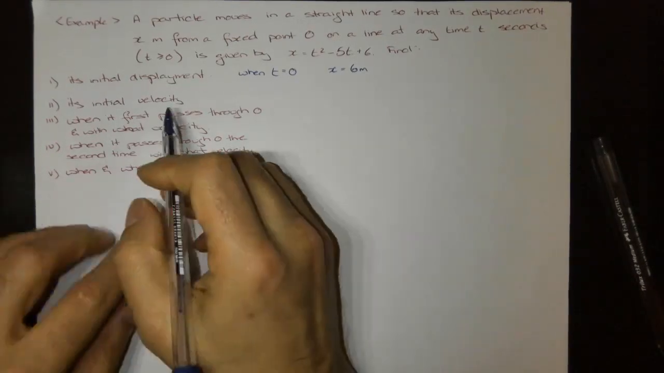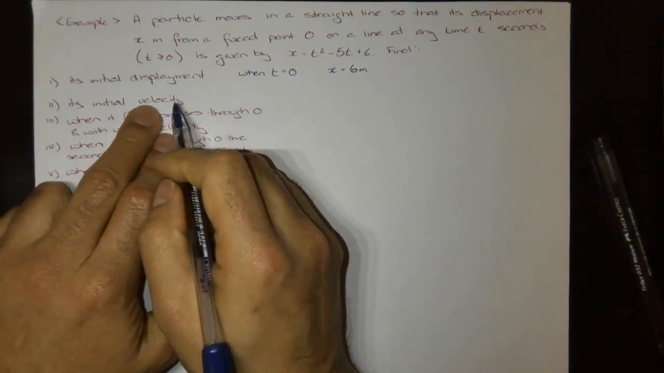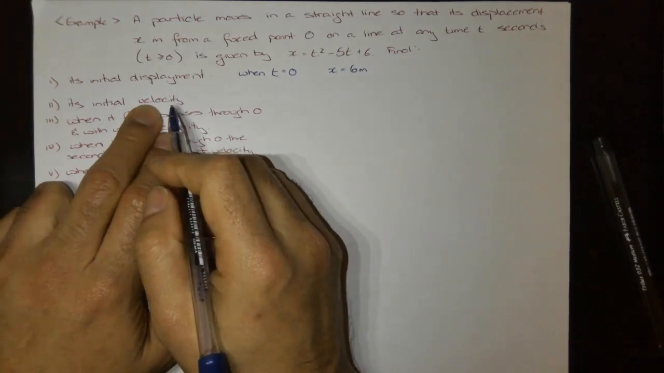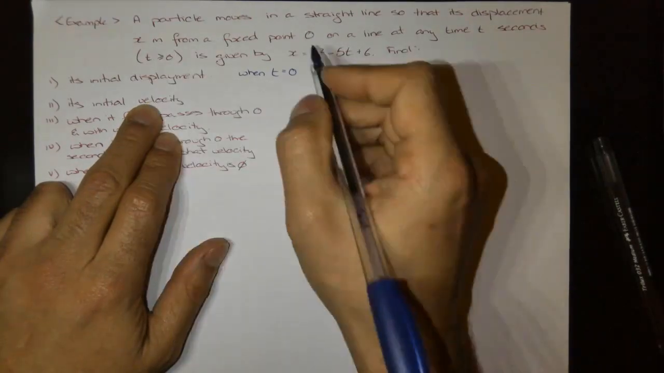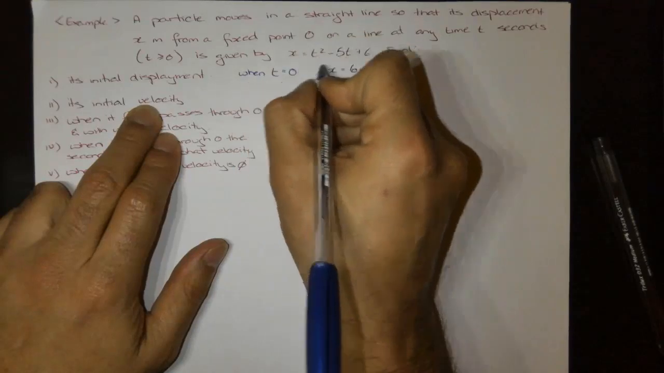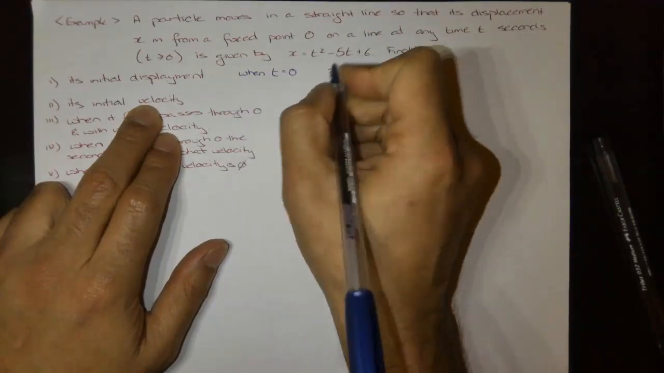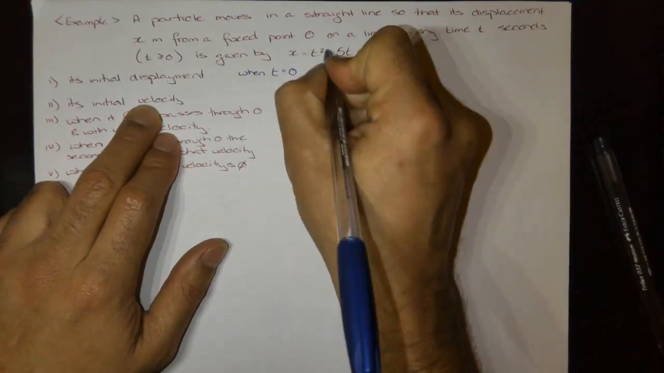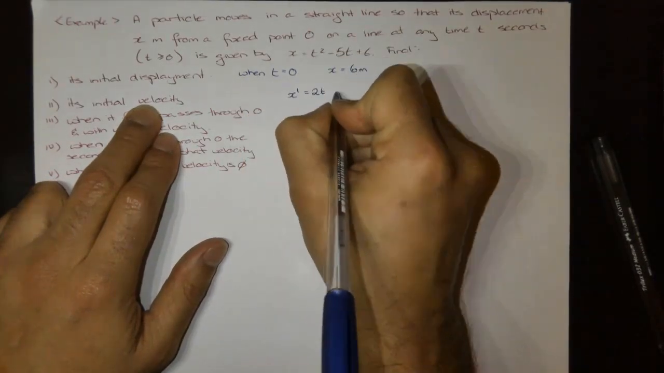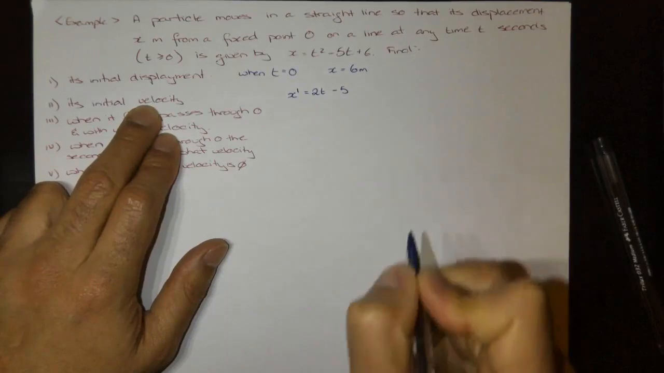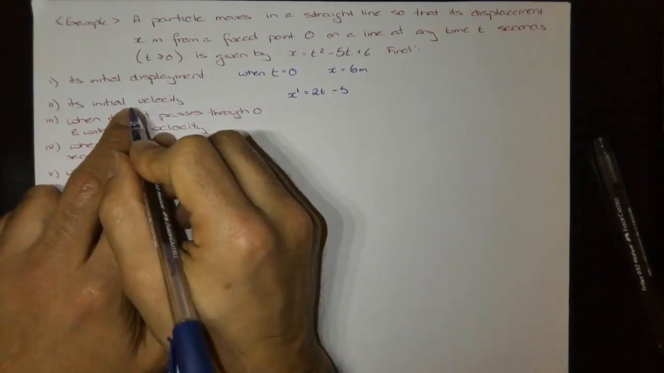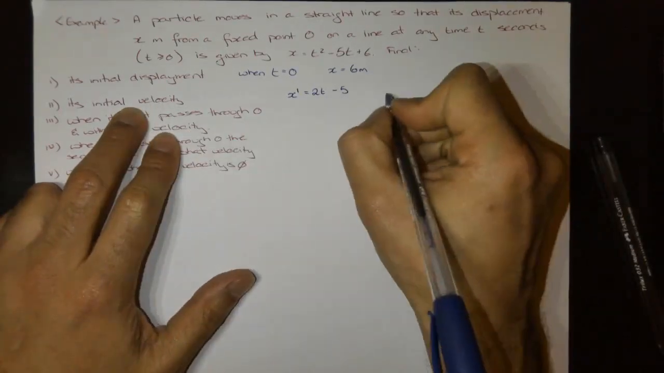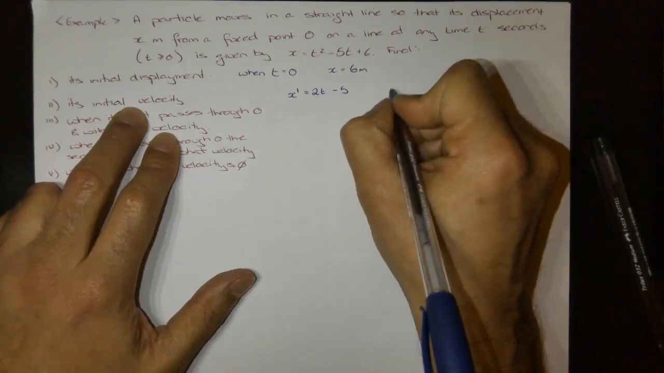The initial velocity. Remember, velocity is the rate of change of displacement. So if x is the displacement, velocity is that rate. So we have x dash, and that's going to be 2t minus 5. And if we want to find the initial velocity, we want to find when t equals 0.